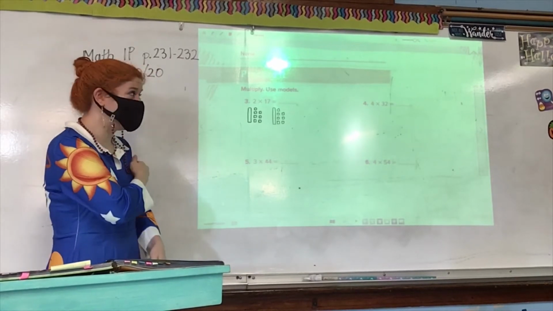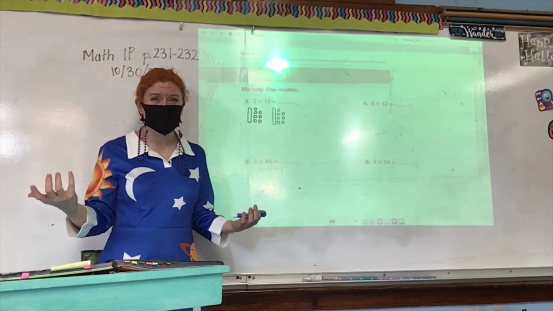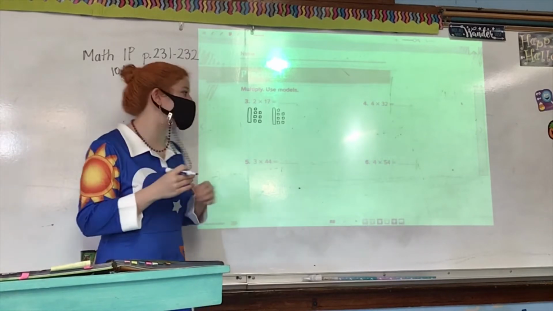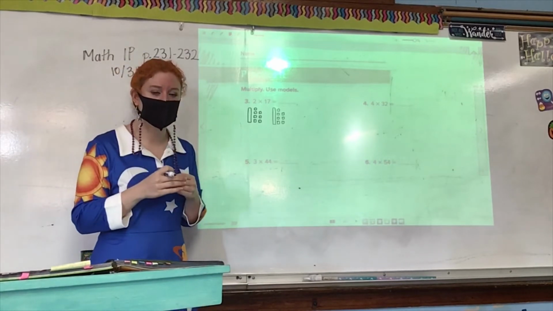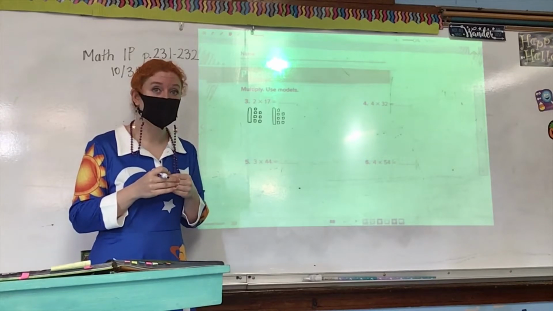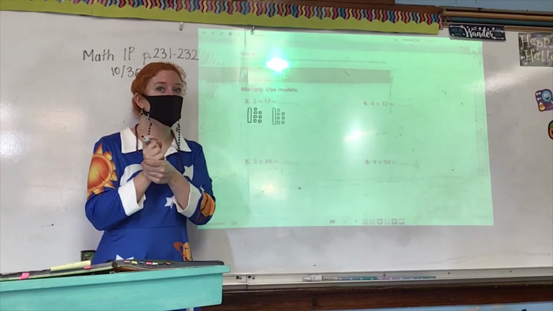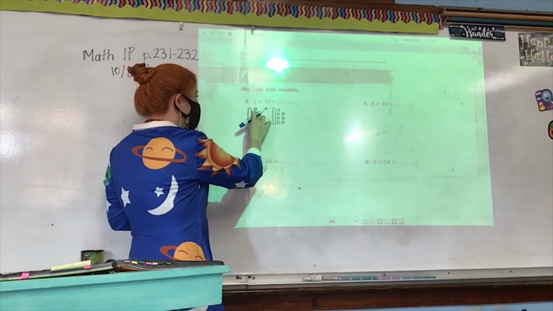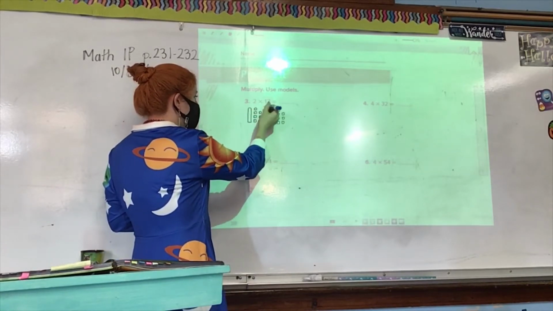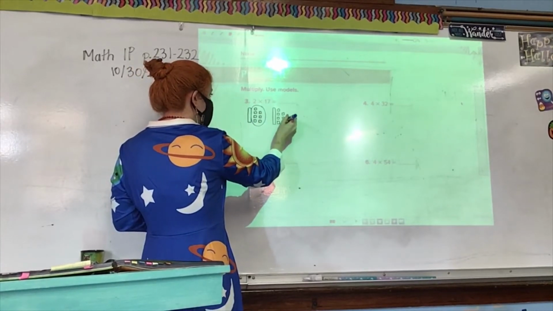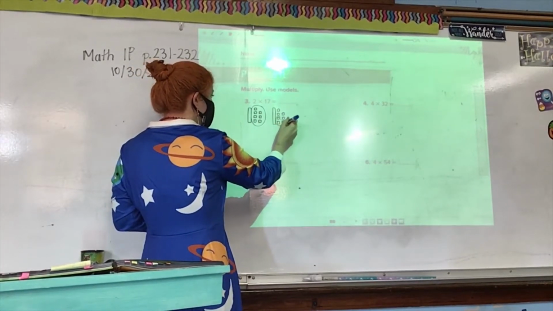14. Can I put 14 in the 1's place? No. It's got 2 digits. I can only fit 1 digit in each place. So what do I need to do, Mason? You need to circle the 1's. I have to take how many 1's? 10. 1, 2, 3, 4, 5, 6, 7, 8, 9, 10. Ooh, so I got to do a little bit of a squiggly circle.